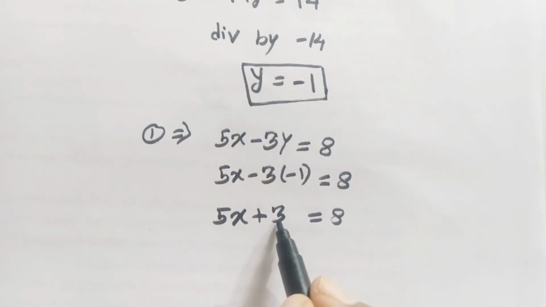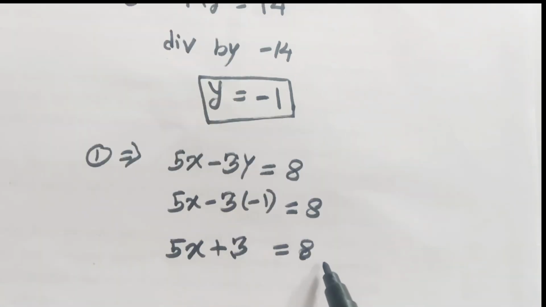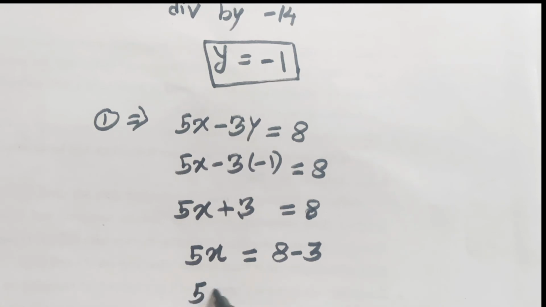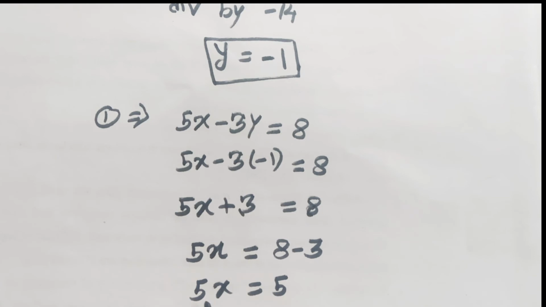Simplify this. Here 3 is a constant. Shifting this 3 to the right hand side, the plus 3 becomes minus 3. So 5x equals 8 minus 3. Subtracting, we get 5. Now to find the value of x, we have to divide throughout the equation by this constant, that is, divide by 5.